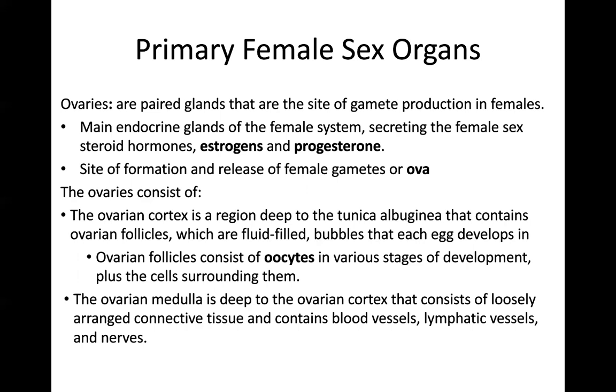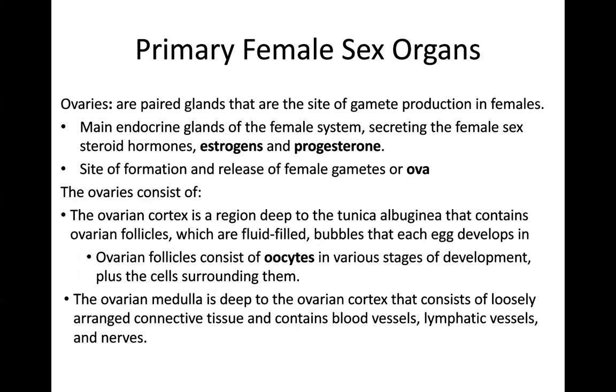And then the ovarian medulla, which is just deep to the cortex, is made up of loosely arranged connective tissue containing blood vessels, lymphatic vessels, and nerves. Not a whole lot to talk about there. The cortex is important. There is a lot to talk about here.